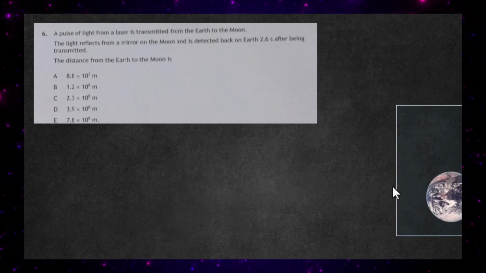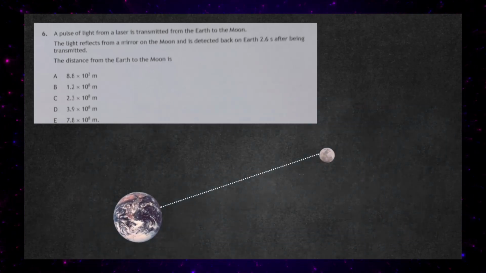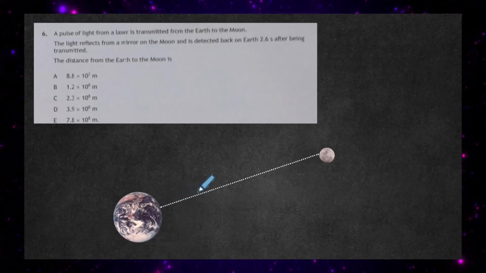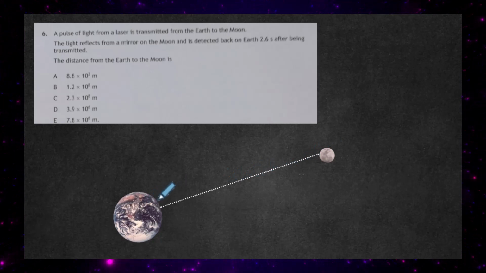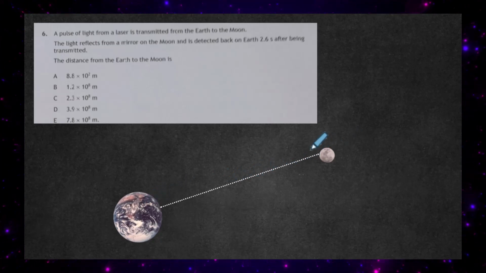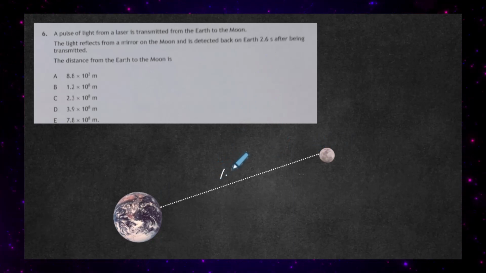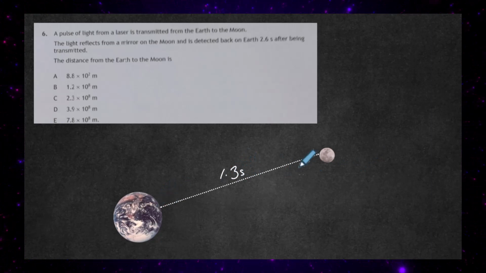Let's take a look at a picture of what's happening. You can see there's the Earth, and we have the Moon here, and it's going to take 2.6 seconds for the signal to travel to the Moon and back again, which means the time it takes for the signal to travel from the Earth to the Moon will be half the 2.6 seconds, which will be 1.3 seconds. So now we know the time it takes to go from the Earth to the Moon.